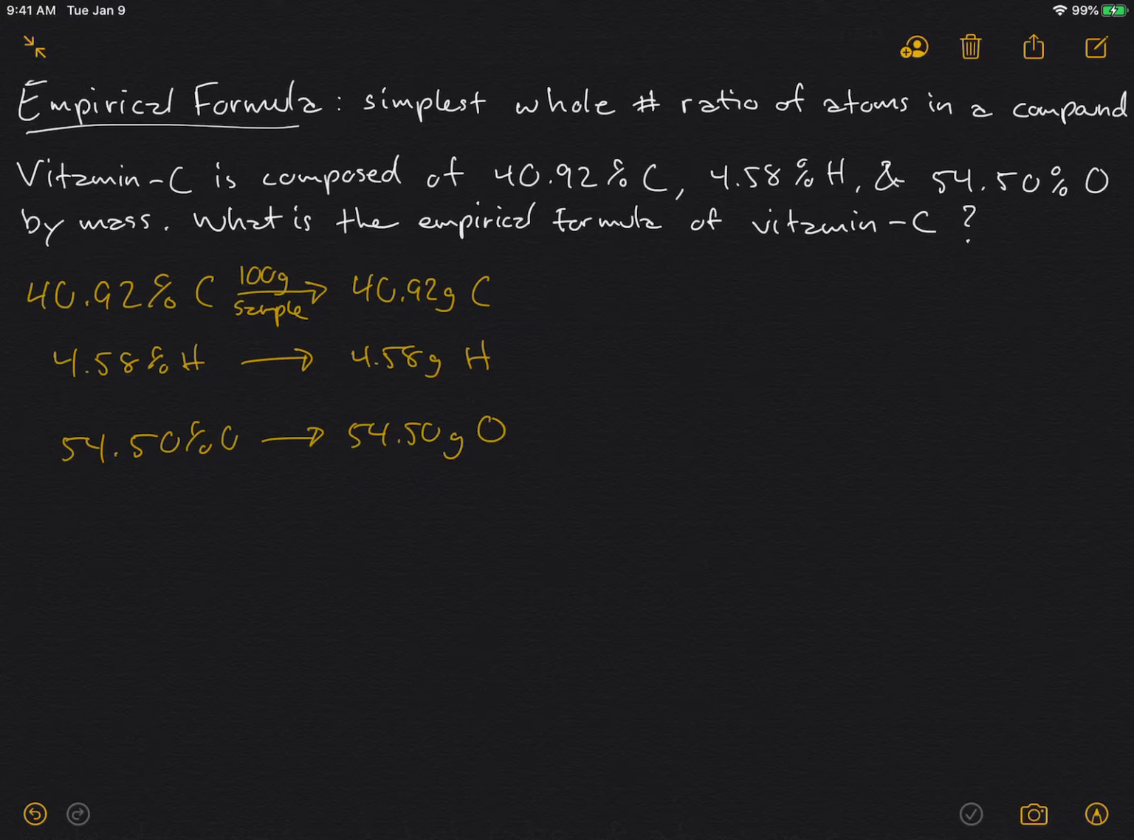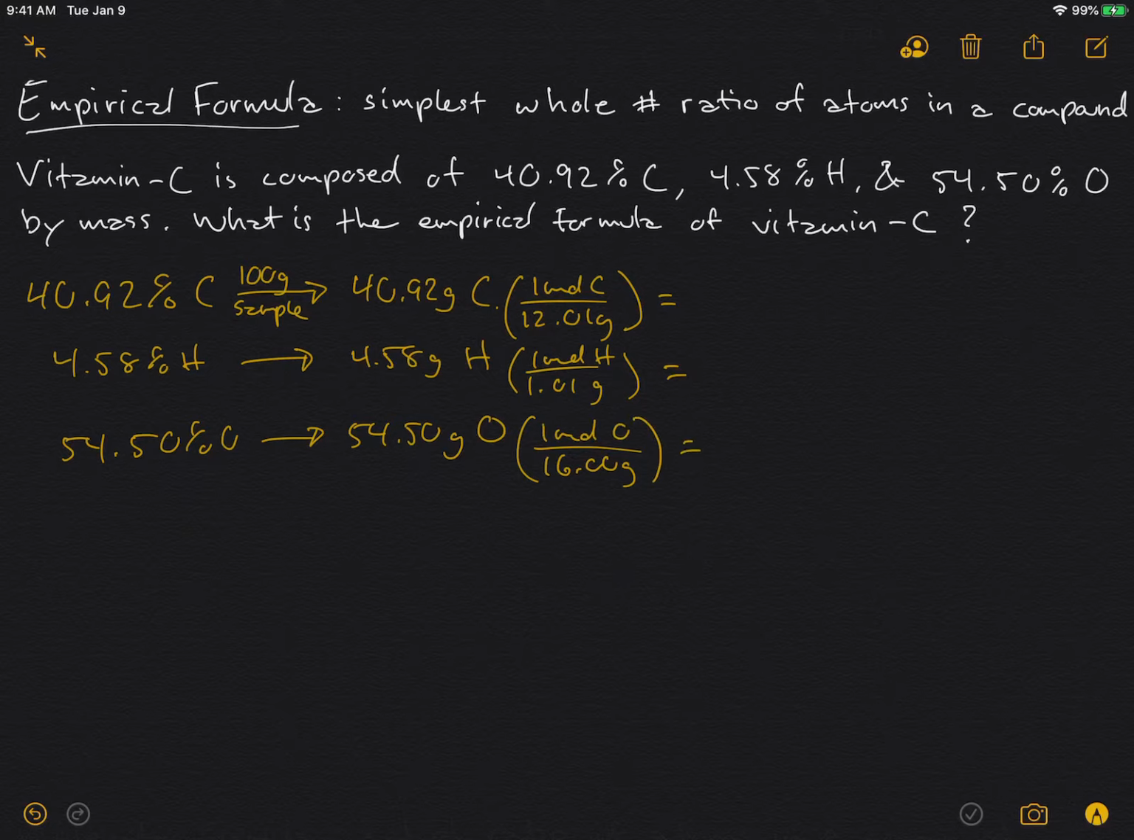And then the next step is to convert all of these into moles. So we take the grams, we convert to moles, right? You divide by the molar mass. So carbon has a molar mass of 12.01 grams. That's 1 mole of carbon. Hydrogen, 1.01 grams is 1 mole. And for oxygen, its molar mass is 16 grams per mole.